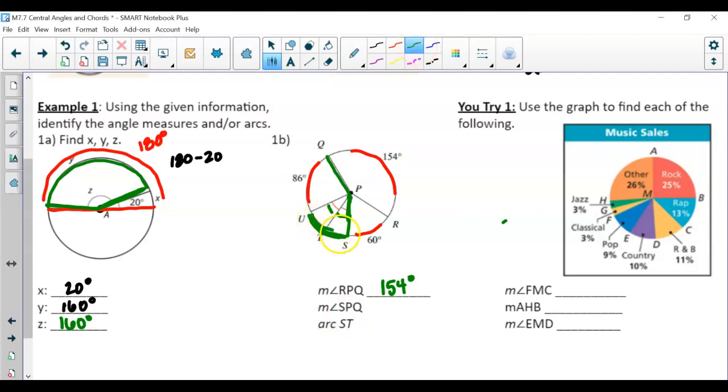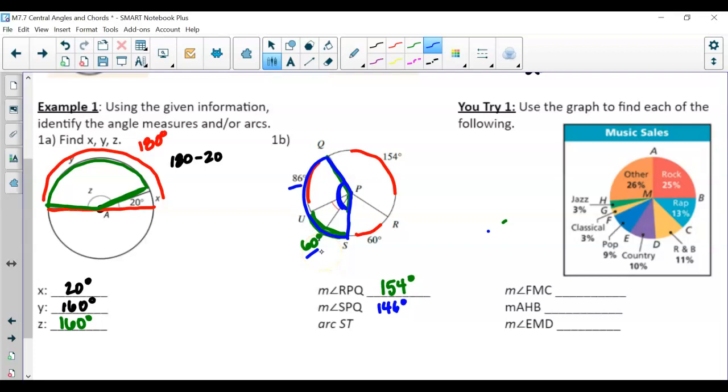So this missing piece here is 60 degrees. And then you can check and make sure that all of these sections now add up to 360 degrees. So now we can find the measure of angle SPQ because this central angle is what creates this arc here. So you should have gotten 146 degrees from adding these two arcs together.